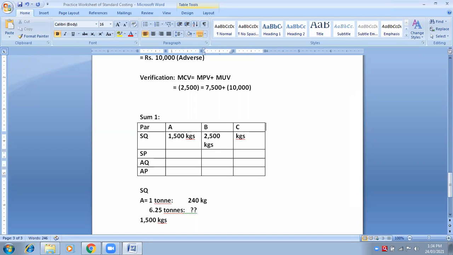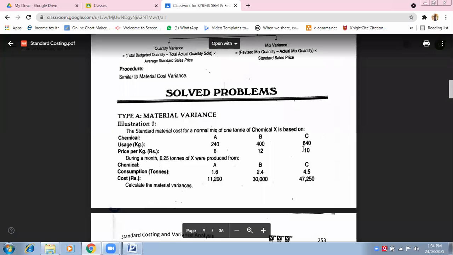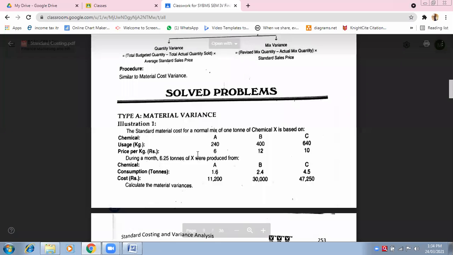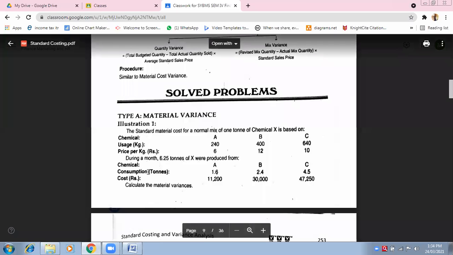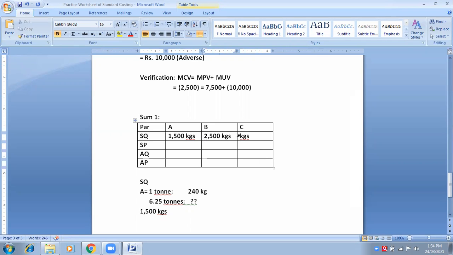And for C, let us calculate for C also. 1 ton is equal to 640 kgs. So how much would it be for 6.25 tons? Therefore 640 into 6.25. 4,000 kgs.